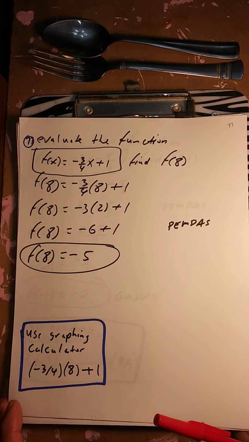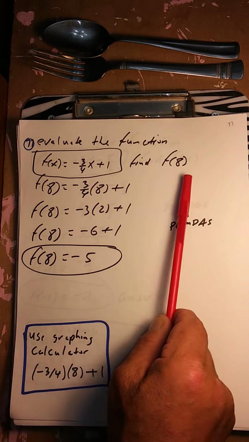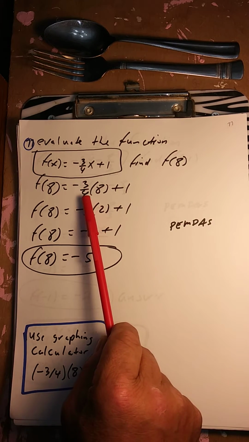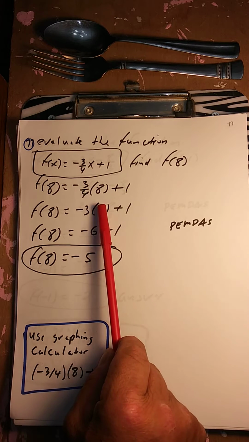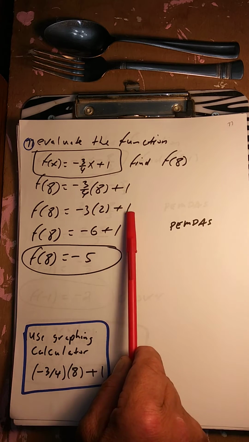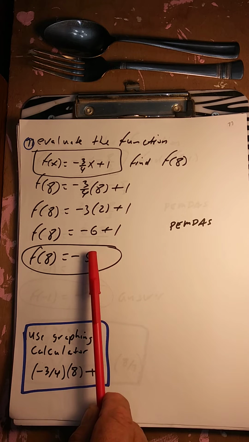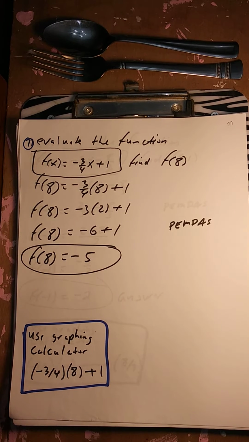Evaluate the function f of 8. So let's put it in there. So put an 8 in there. Now, this is a little bit different because 4 divides 8 two times. See? 4 divides 8 two times. And then we have multiplication, addition. So we multiply first. Negative times positive is a negative 6. Plus 1 is a negative 5.